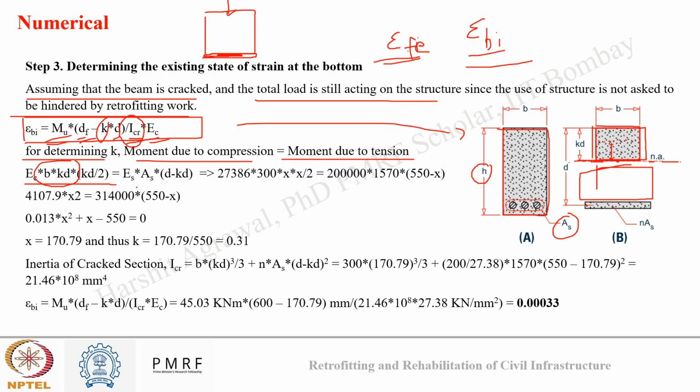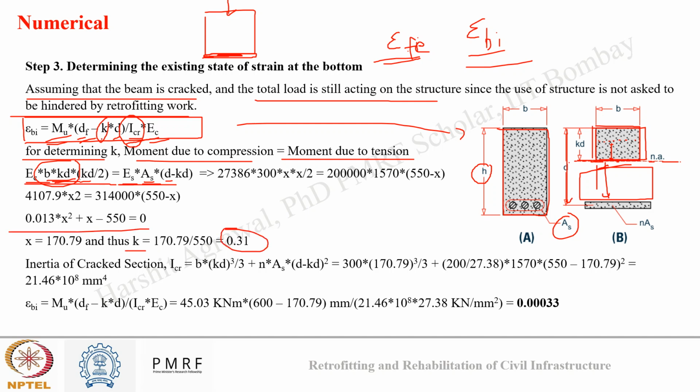Similarly, for steel we can write E_s times A_s times (d minus kd) by 2. d is the effective depth, and d minus kd is the distance from the neutral axis. So I can write the moment due to tension like this. Here we know E_c, E_s, A_s, d, and b. The only thing unknown to us is kd. Upon solving this equation, you will see it is a quadratic equation, and you will get the value of k as 0.31.